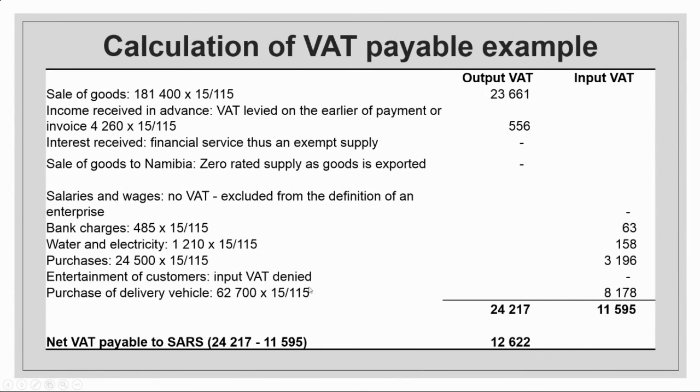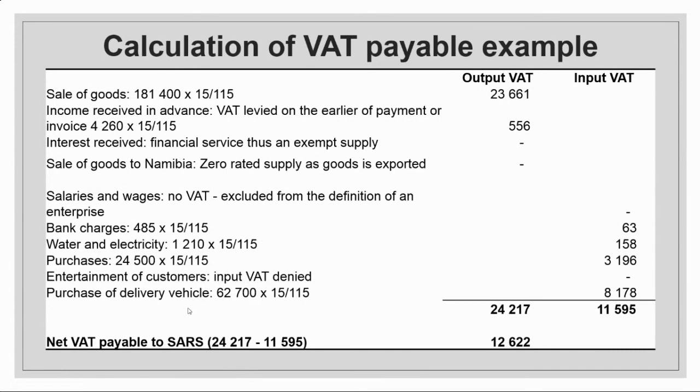Now this entertainment can be to your customer. It can also be anything that you give to your staff. So any form of entertainment, the input VAT will be denied. Okay. And then purchase of a delivery vehicle. If it's a delivery vehicle, you can claim the input VAT. But if it's a motor vehicle, on the other hand, then input VAT would be denied.